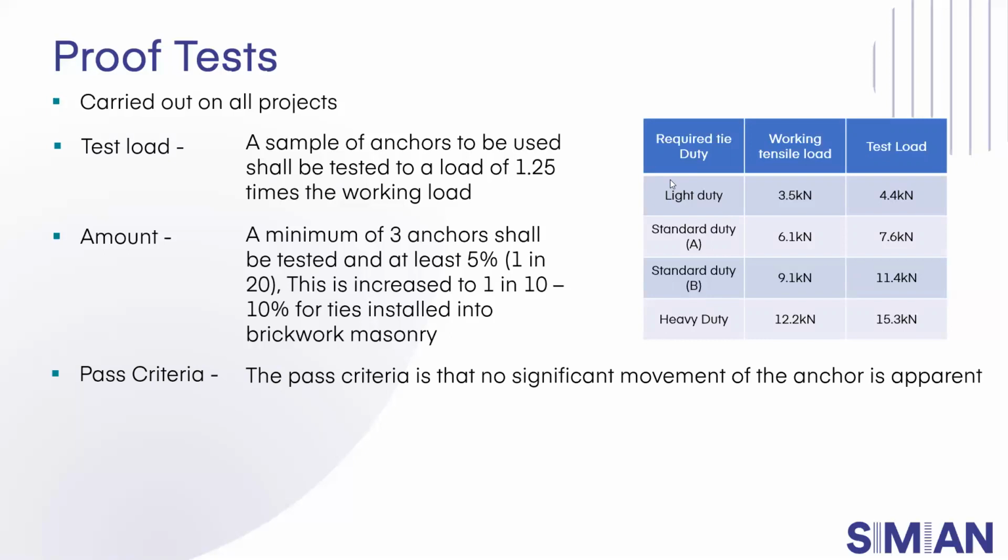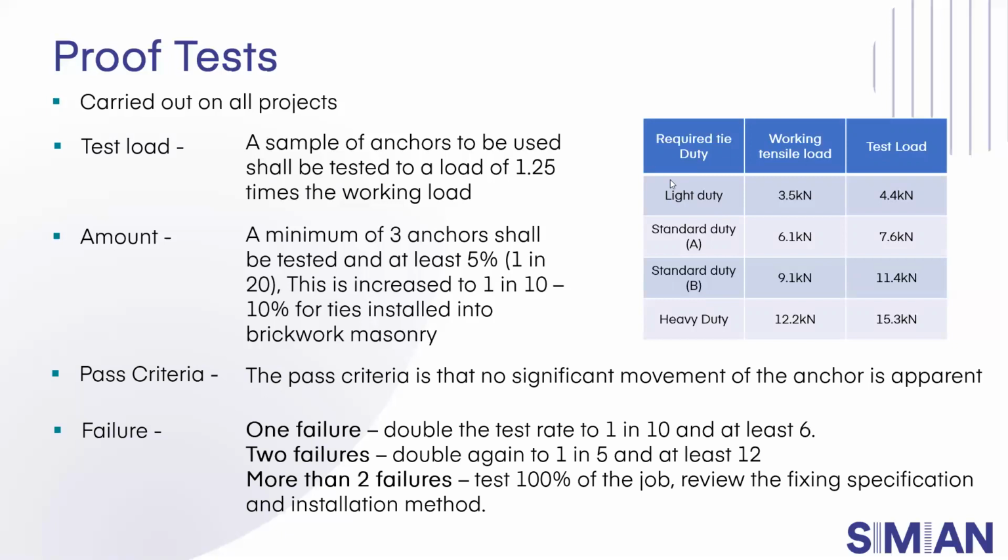So what happens if we get a fail? Well, if we have a fail, so 1 failure, you double the testing rate to 1 in 10 and at least 6. If you have 2 failures, double again to 1 in 5 or at least 12. More than 2 failures, you need to test 100% of the ties, because if you've got more than 2 failures, there's either an issue with the installation method or the substrate.